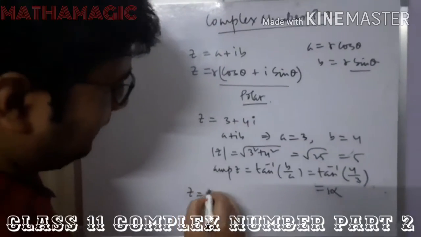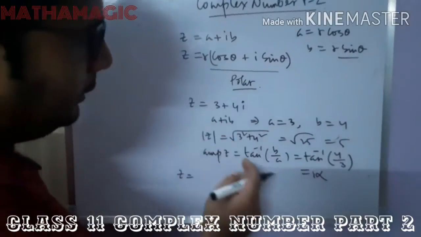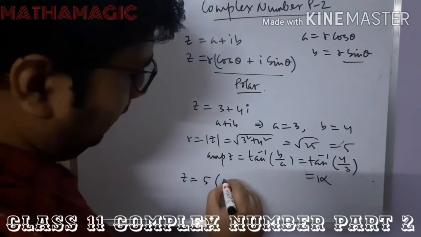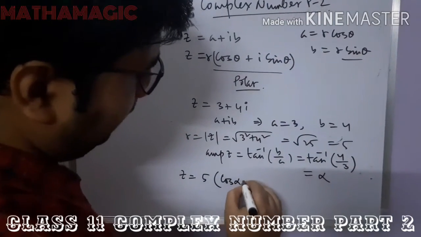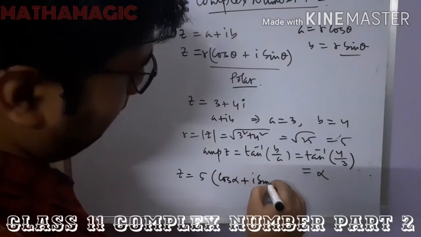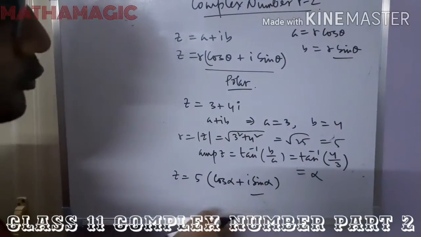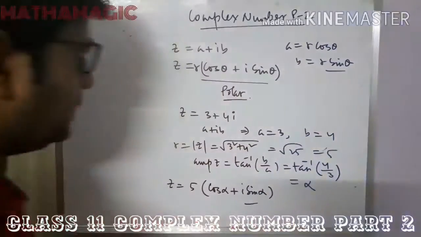Polar format states that r into cos theta plus i sin theta. So here the value of r, that is mod of z, is equal to 5. So we can write 5, and theta here is alpha. So we can write it as cos alpha plus i sin alpha. This is how we can represent any type of complex number into a polar format. So this is easier to understand.